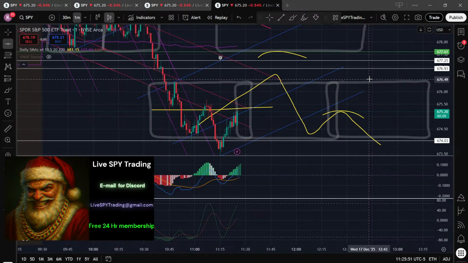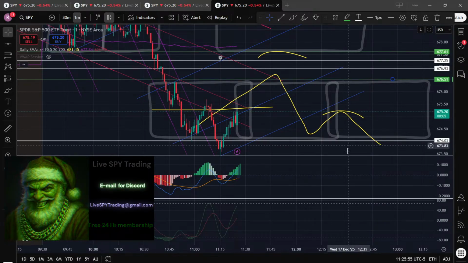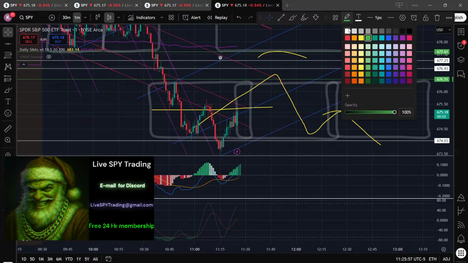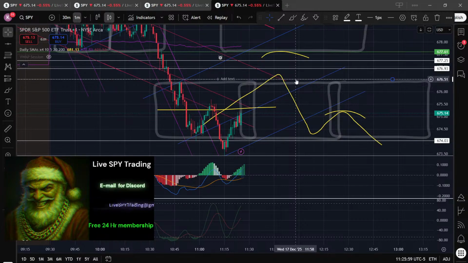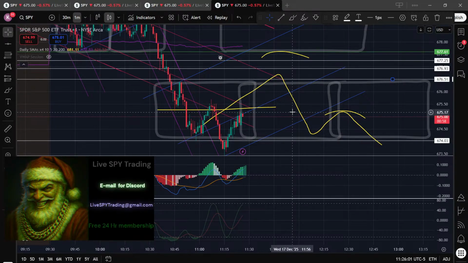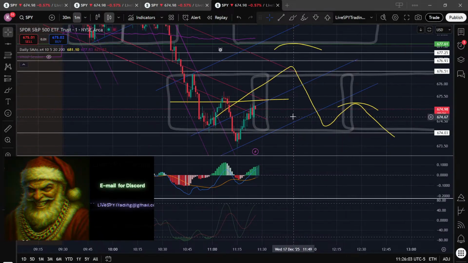Okay, I can go 49, I can go 51, but I can't go... Okay. Can't seem to get that one pixel between 49 and 51. That one pixel I can't get.